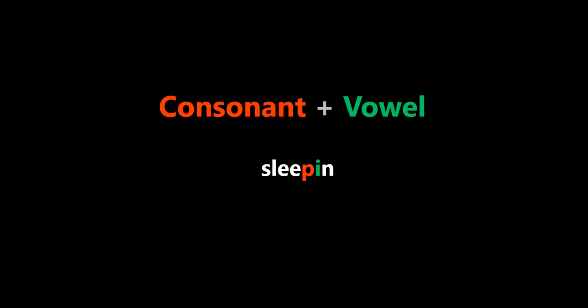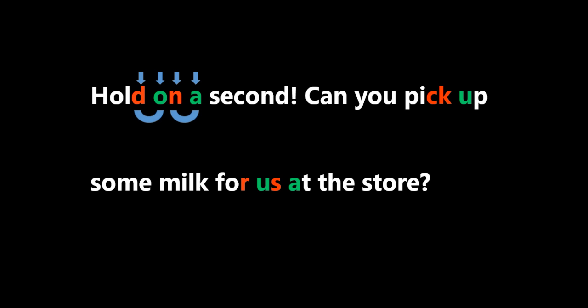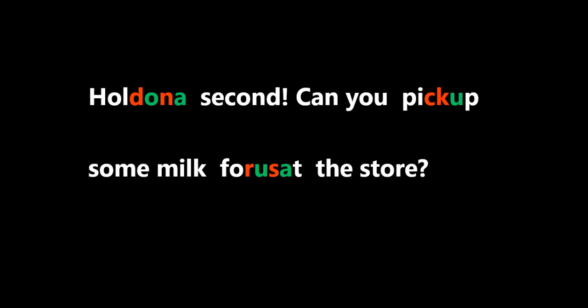Let's take a look at it with a sample sentence. Hold on a second. Can you pick up some milk for us at the store? Consonant and vowel blended. Hold on. Consonant and vowel blended. Anna. Consonant and vowel blended. Pick up. Consonant and vowel blended. For us. Consonant and vowel blended. Us at. For us at. If we write the sentence by pronunciation, we can change it like this. Hold on a second. Can you pick up some milk for us at the store?